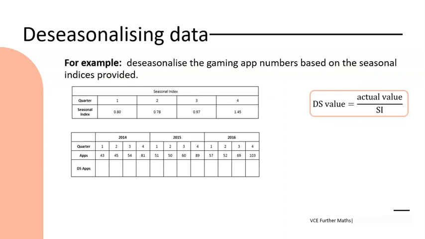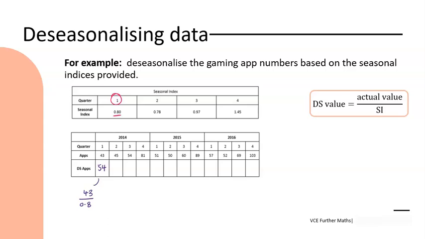And so continuing with the gaming app numbers data, we're going to move through and deseasonalize that set of data. Using the little formula here, for each quarter 1, we're going to take the original app numbers and divide that. So quarter 1 is all going to be divided by 0.8. Here, in 2014, we'd be doing 43 divided by 0.8, which would give us, to the nearest whole number, 54.